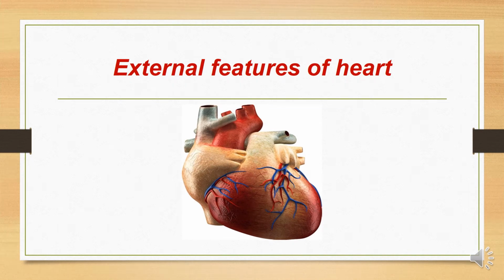So let's talk about external features of the heart. The main part of the heart consists of dark red muscle, as you can see here. This feels very firm. This is the muscle that is surrounding two main pumping chambers. These are known as ventricles.